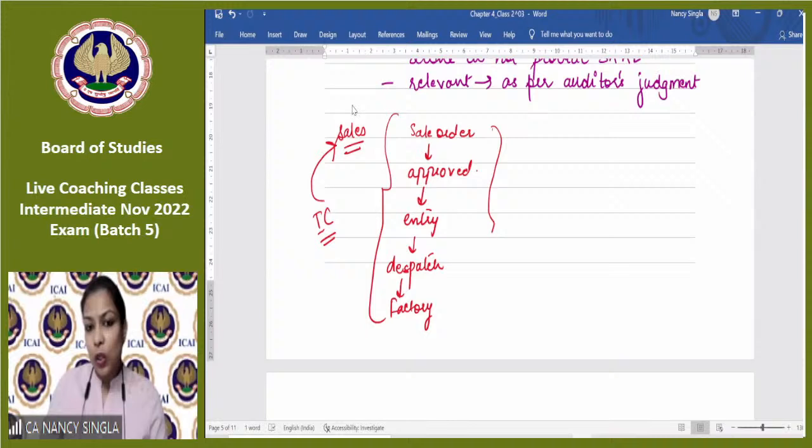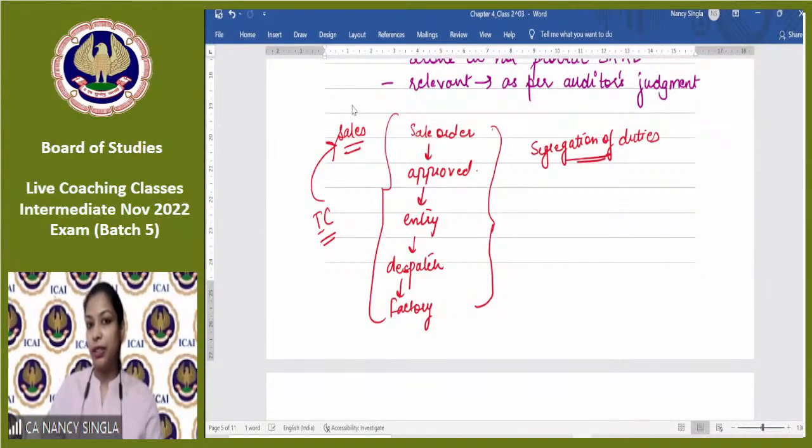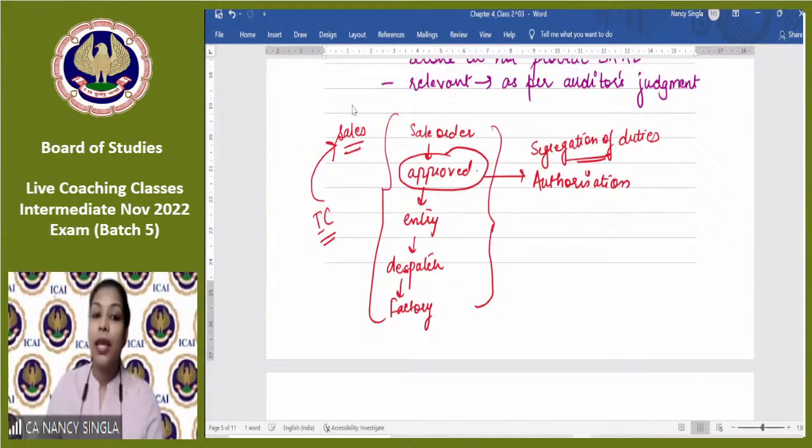Now, see, what is this? We are saying that let us suppose that all these things are done by different personas. So what is that? I can say segregation of duties, right? Segregation of duty. Okay? I've written that sales order need to be approved. What is this? It requires certain authorization. Correct? Then certain entries in the system are to be passed related to sales, general entries. So I can say information processing.